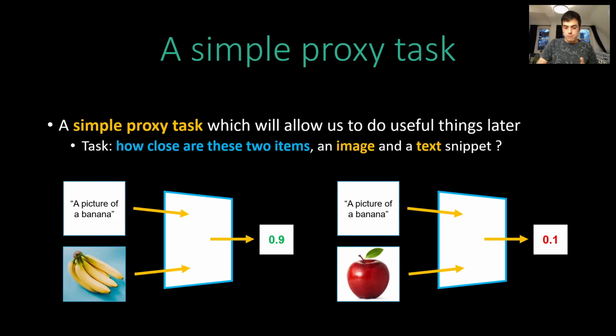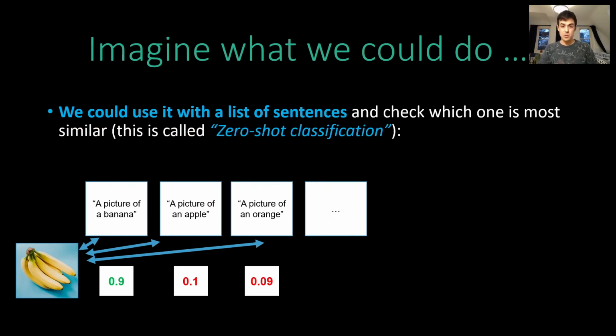This is a very simple proxy task. Imagine what we could do with this. If we had this model and we have some sample image, like an image of a banana, and we don't know what it is, we would like to use this model to get the class. We could use a list of sentences. It's not super clear how we would get all of these sentences, but we would have to guess different sentences and try out all of them.